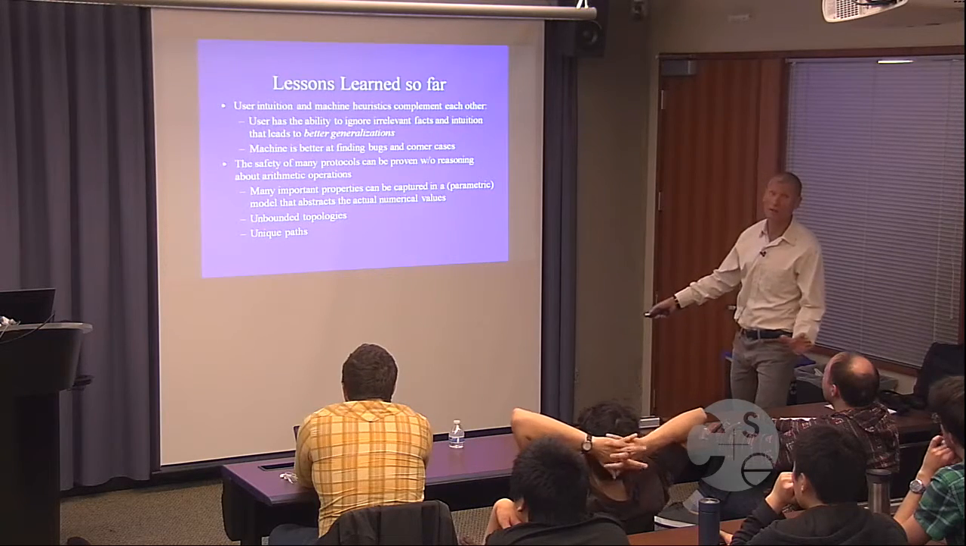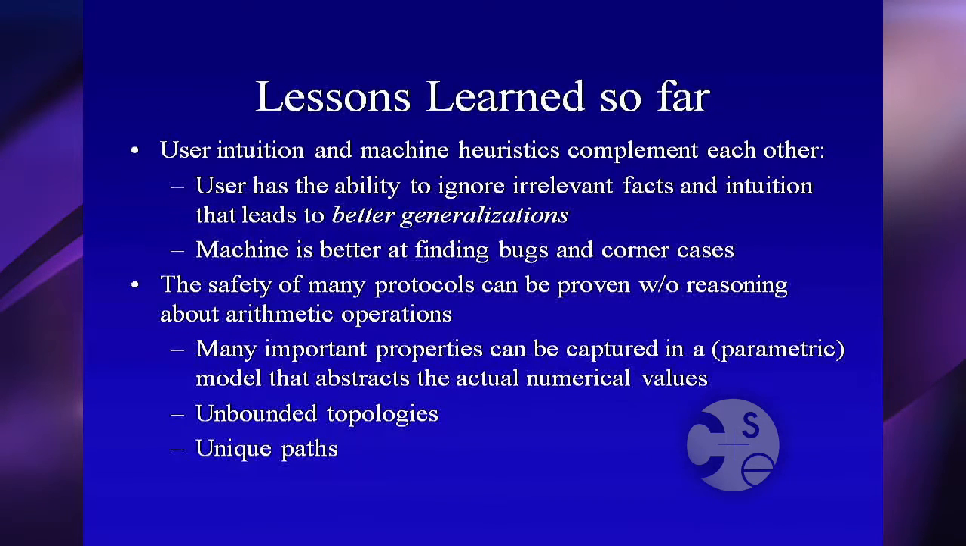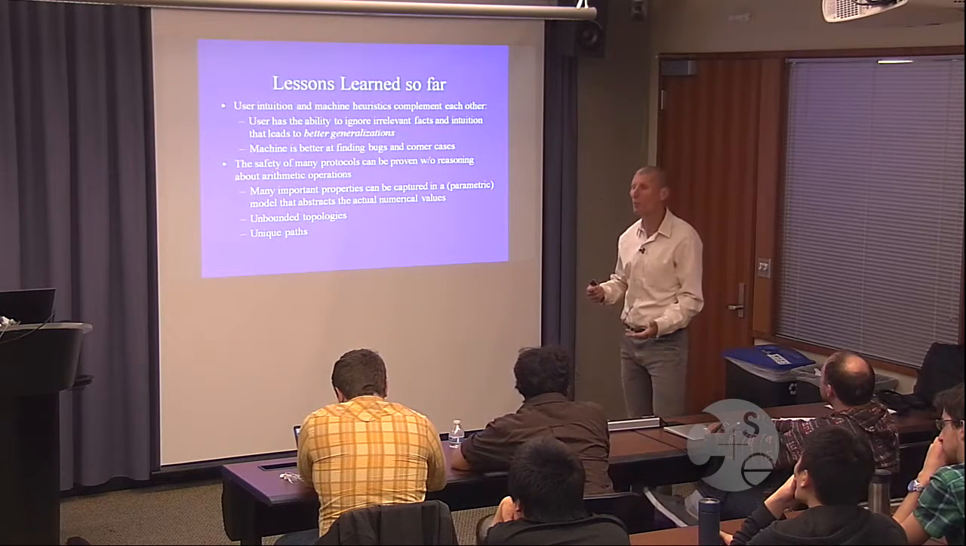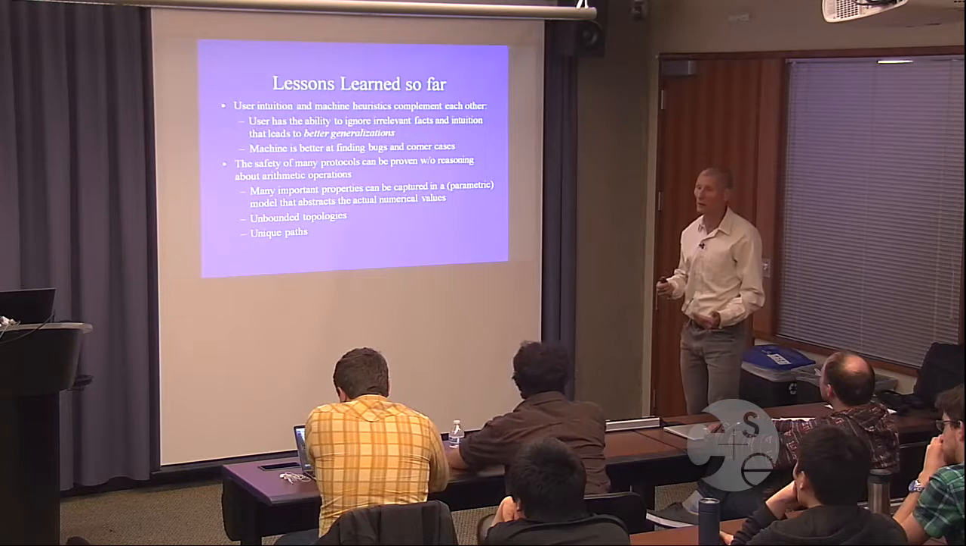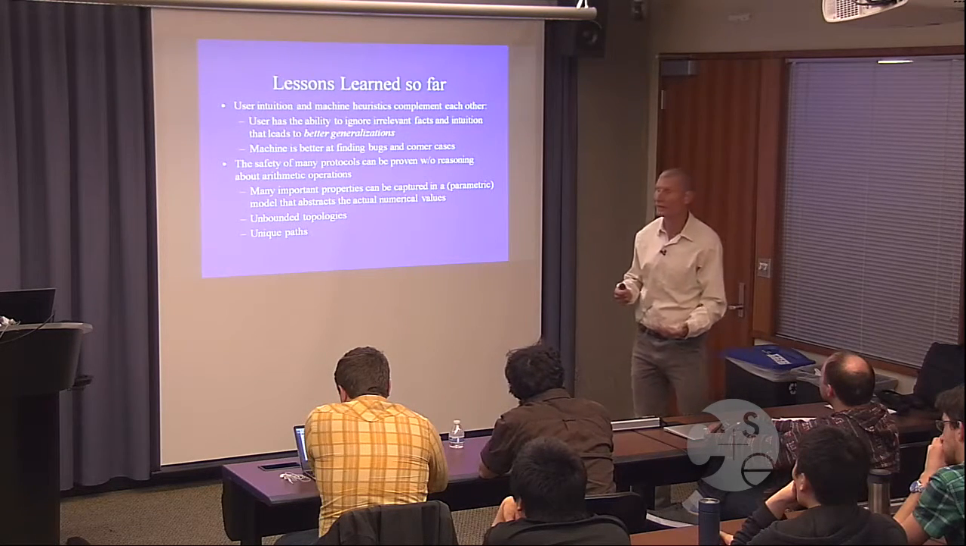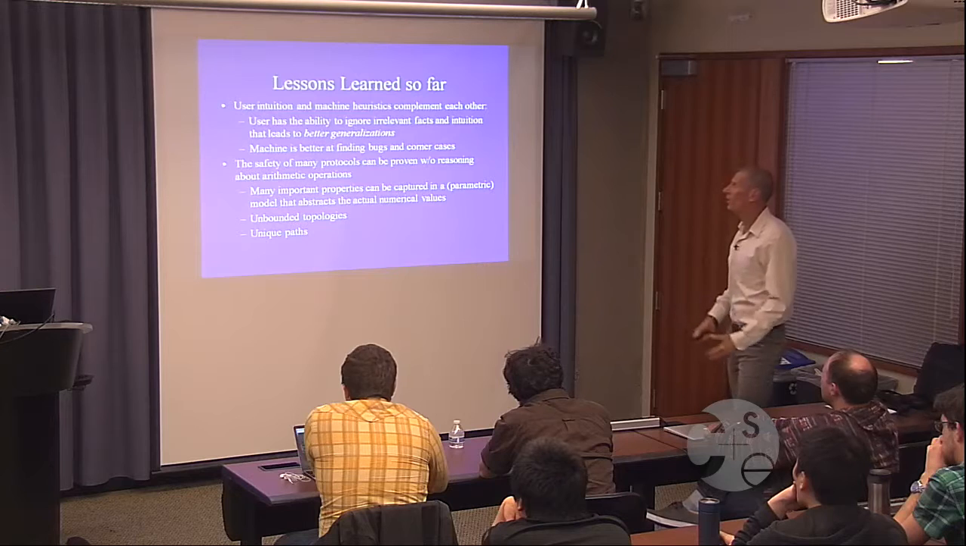So what did we learn here? I think one thing which maybe is obvious, is that the user and the machine heuristics complement each other. The machine is really strong in finding counterexamples. For example, the thing about equality. The machine is pretty smart to figure out what must be equal and must not be equal. Those are things that are hard for the user. But for other things, like figuring out the properties, the human is better, especially when we talk about these small protocols that you understand. So this is interesting.